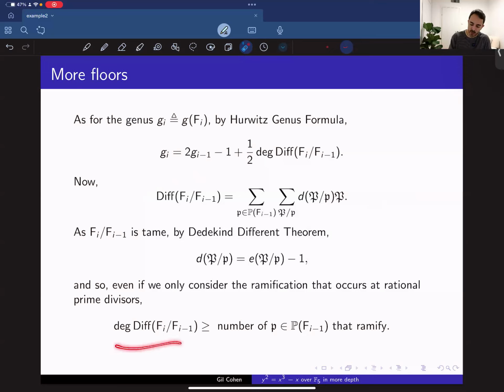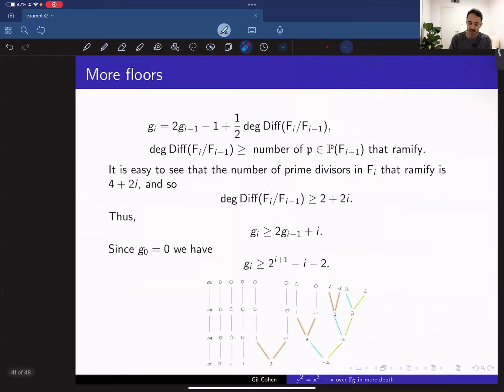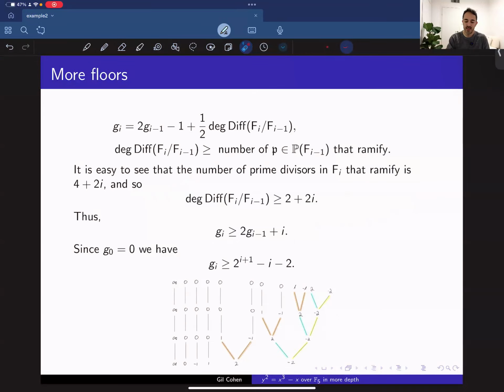Okay, so in particular, the degree of the different is at least the number of places that ramify in the previous level. And in our case, it is easy to see that above the rational prime divisors, not like the weird one that we had like x squared plus 2x plus 3 or something, just above the rational prime divisors, you always have 2 more divisors that ramify.